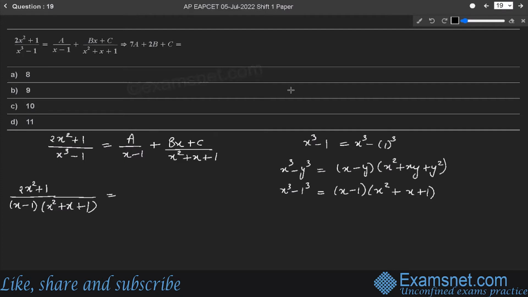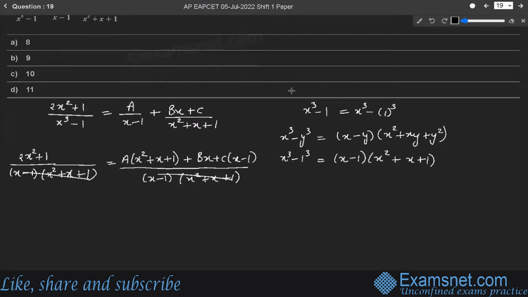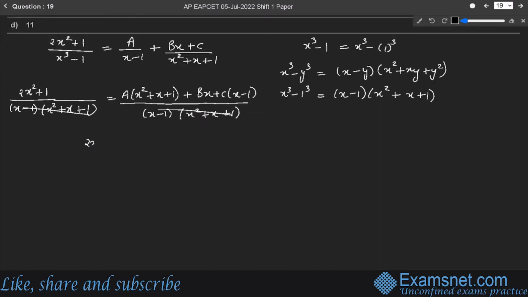It is equal to, taking the LCM on the right hand side, a into (x^2+x+1) plus (bx+c) into (x-1), whole divided by (x-1) into (x^2+x+1). You can see that the denominator is the same, so this whole term will be cancelled. Now the remaining terms are 2x^2+1 is equal to a into (x^2+x+1) plus (bx+c) into (x-1).